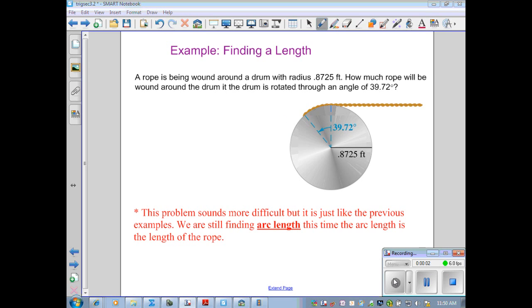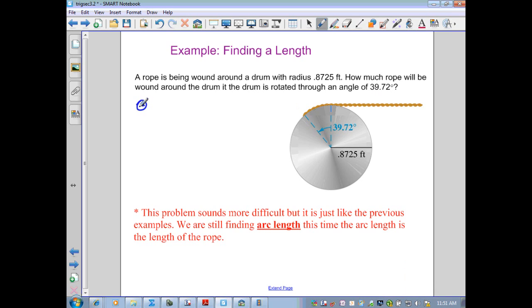The next example for arc length has a rope being wound around a drum with a radius of 0.8725 feet. How much rope will be wound around the drum if the drum is rotated through an angle of 39.72 degrees? This problem sounds more difficult, but it's just like the previous example. We are still finding arc length. This time the arc length is the length of the rope.